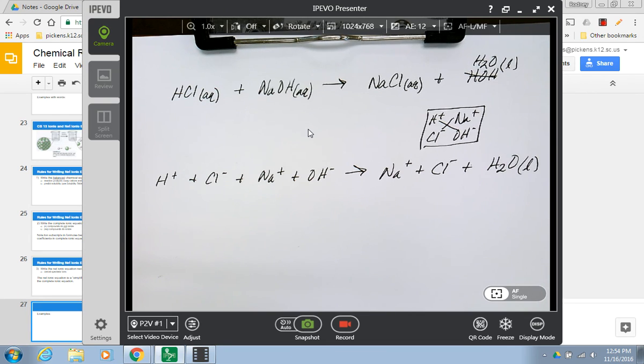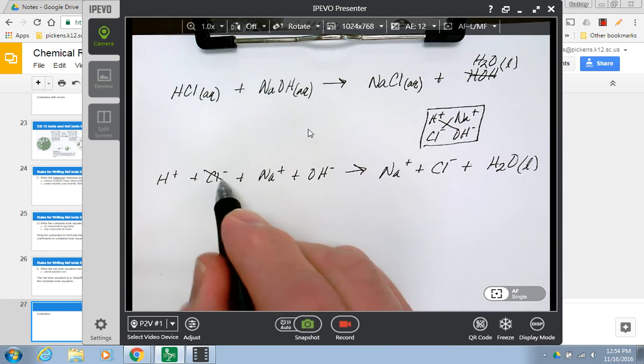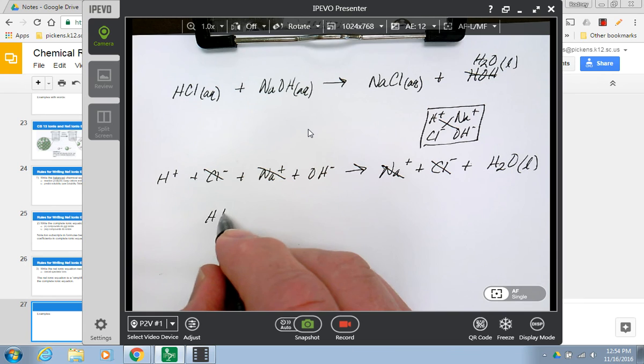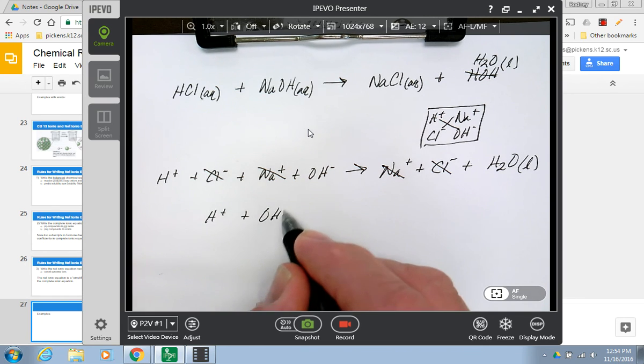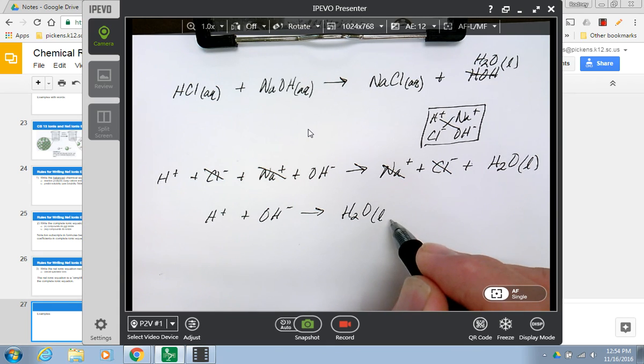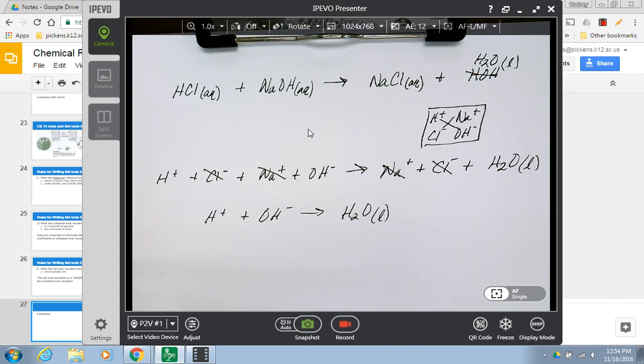All right, now we're going to take and convert it over to the net ionic equation. So our chlorides are going to cancel out, our sodiums are going to cancel out, and so we're going to have H positive plus OH negative forms H2O liquid. All right, and that's it. This is called an acid-base reaction. And essentially what happens in an acid-base reaction, when you have enough acid and base, they completely neutralize each other. And what you get is you get salt water. And that's a neutralization reaction.